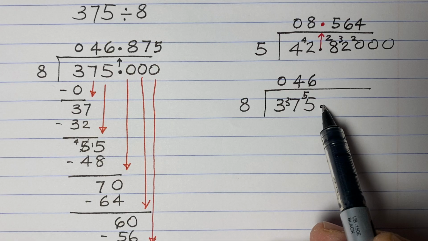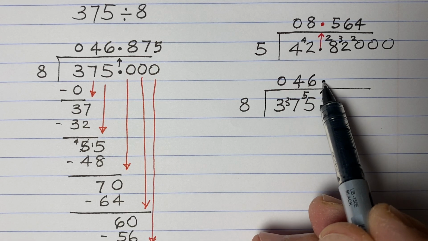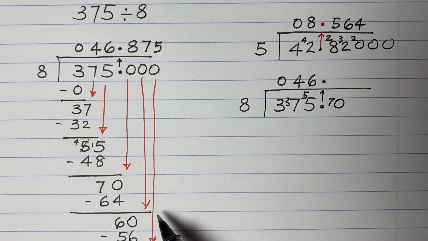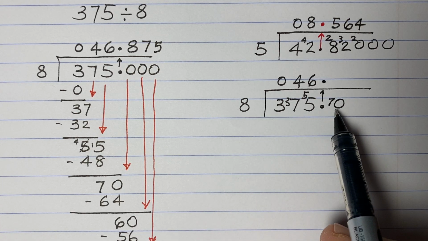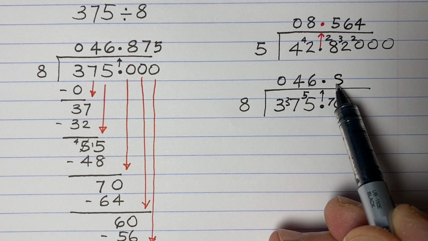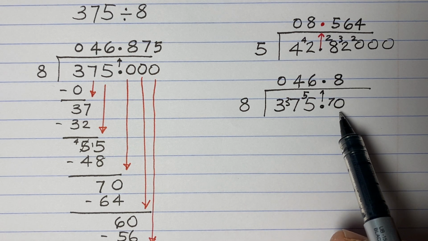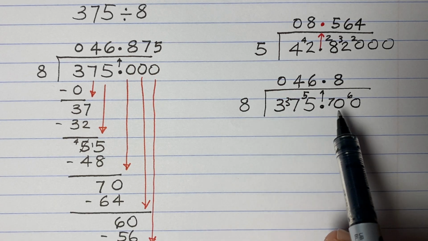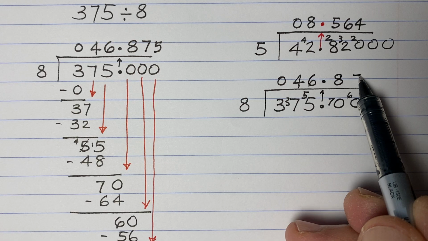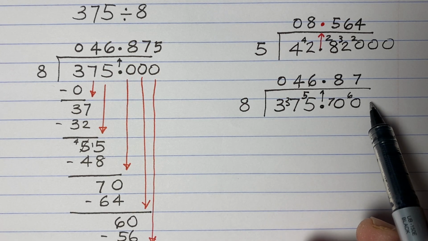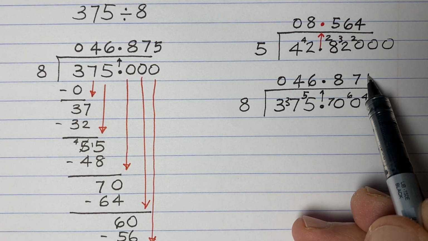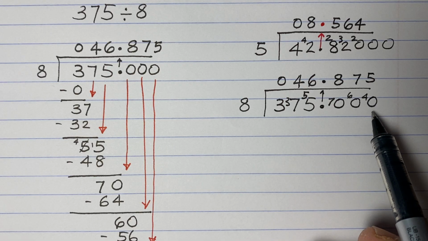So you need to put a point here, a point above it in the answer, and create a 0 for that remainder of 7 to go here. 8 into 70, 8, 8 is 64. So 6 left. Put a 0, 6 next to it. 8 into 60 goes 7 times. 7 times 8 is 56. 4 left. So put a 0 and 4 here. And 8 into 40 goes 5 times. 5, 8, 40, and nothing left.